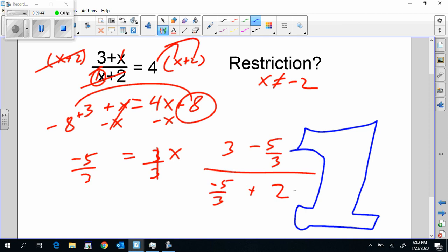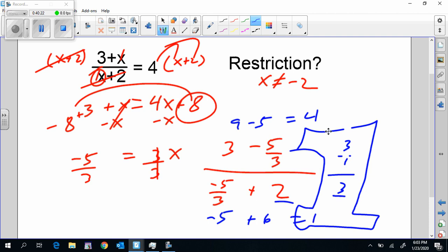Okay, and our denominator is 6, isn't it? Because that's a 3. Oh, no, it's just 3. That 2 is in the numerator, correct? So I'm going to multiply everything by 3 to clear it out. 3 times 3 is 9. And 3 times 5 over 3 minus 5 gives me 4 in the numerator. Then do the denominator, I get negative 5. And 3 times 2 is 6. And I get 1 in the denominator.